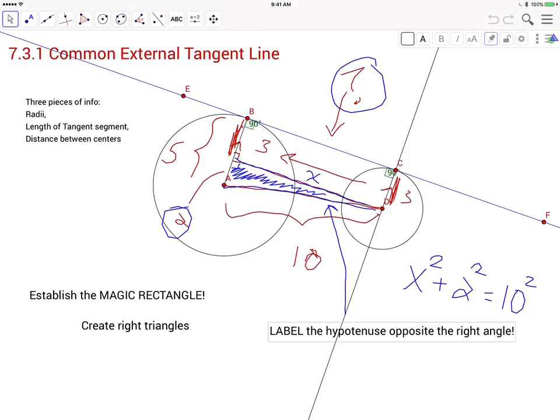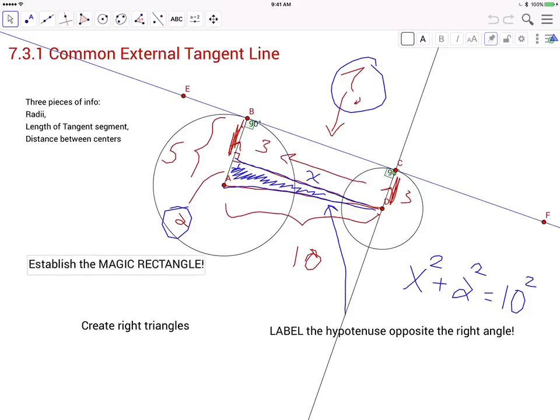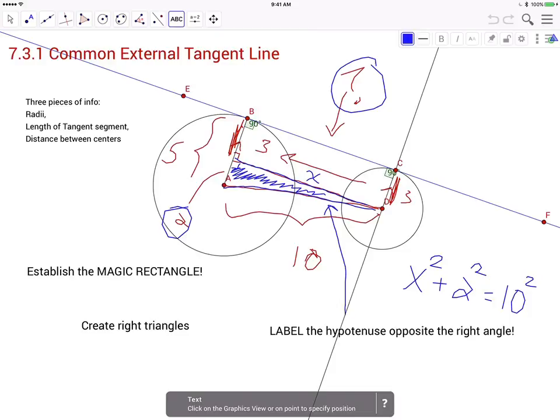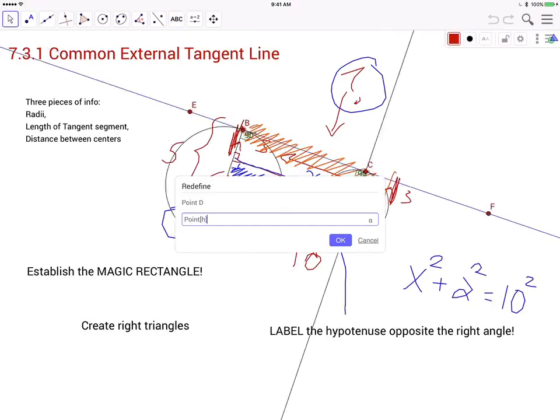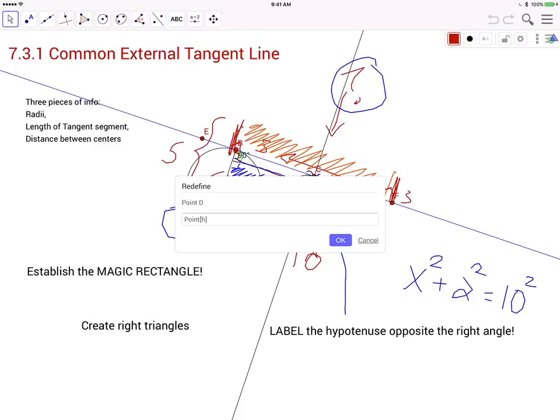Okay, and there may be other problems where you're given different pieces of information, but creating the magic rectangle, right, which is this thing that is way up here that I've just outlined. Let me just put the magic rectangle in orange, right? This is the magic rectangle. It's created by making it perpendicular to the other radius and going from there, okay?